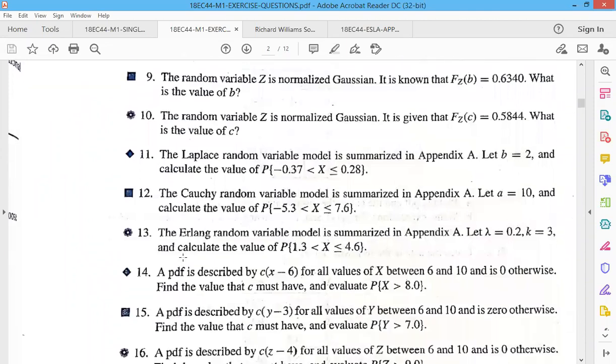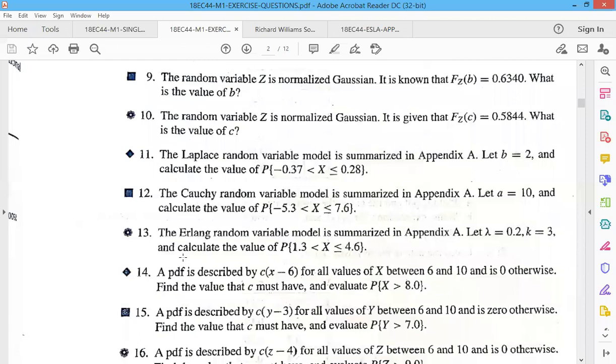So the 11th one: if the Laplace random variable model is summarized in the appendix A, let b be equal to 2 and calculate the value of P of minus 0.37 less than X less than or equal to 0.28. So here we are asked to perform the calculation for the Laplace random variable. So now you can just open the appendix that has been given to you.